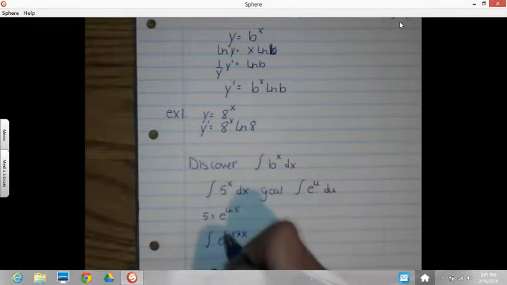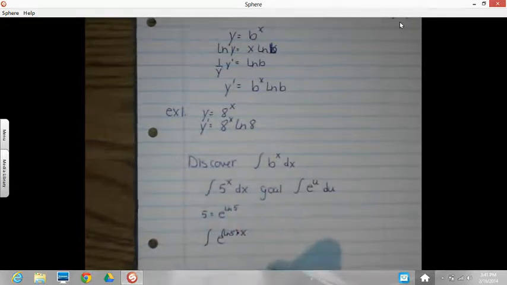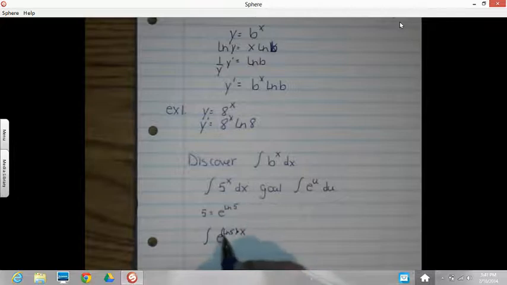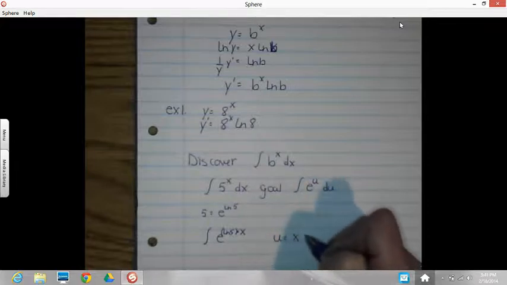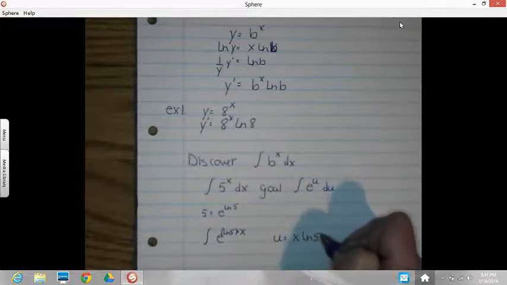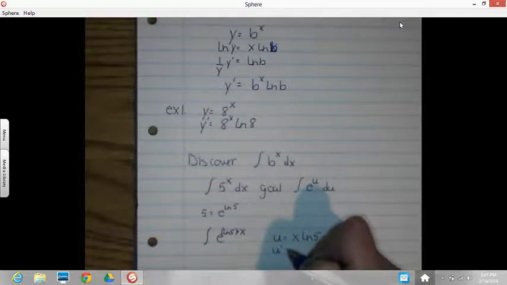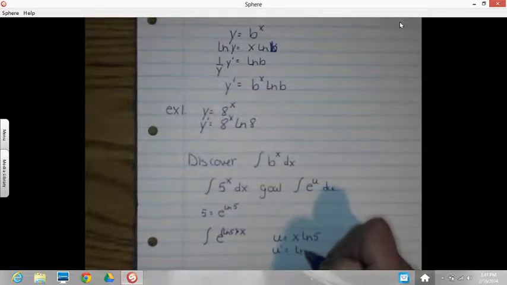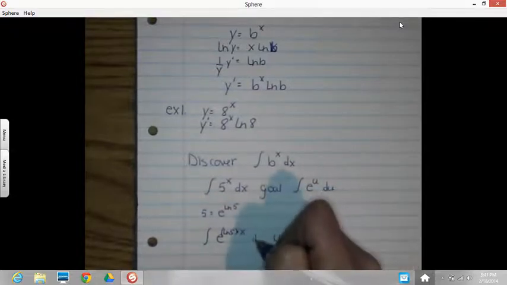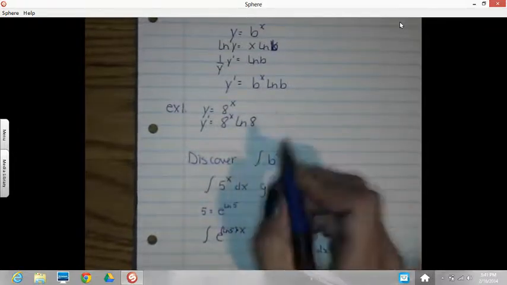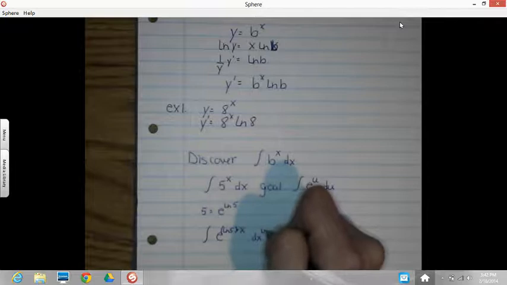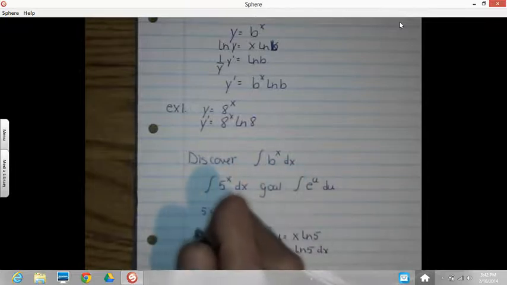Okay, so if I let u equal this whole exponent here, u equal the x and the ln of 5, the u prime then equals ln of 5. Forgot my dx. So that means I need an ln of 5 attached to the dx. So that means I need a 1 over ln of 5 here.